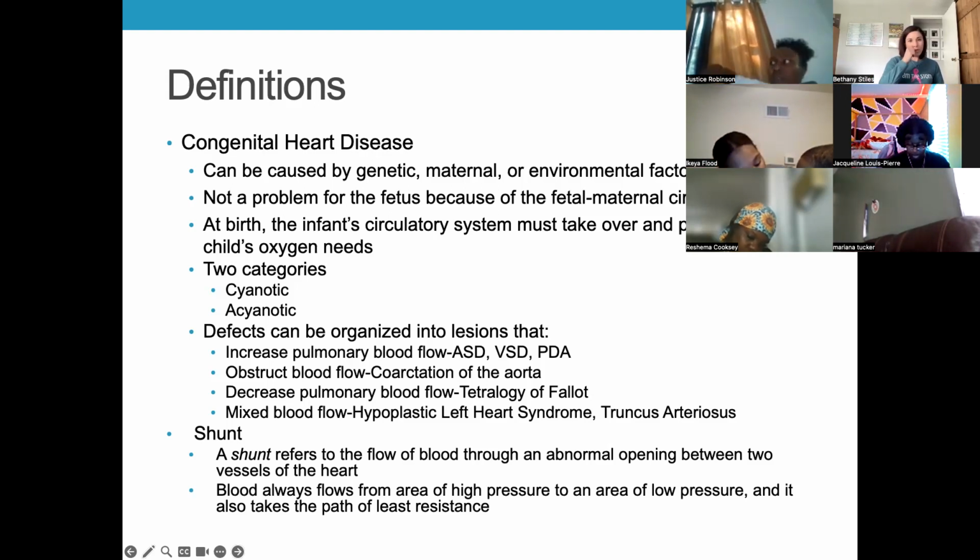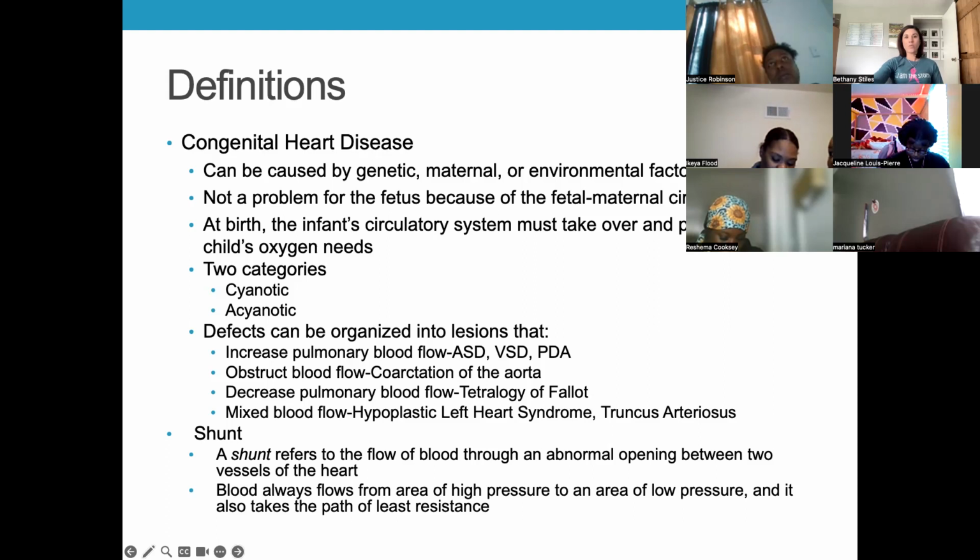And it's important when we're looking at shunts to remember that blood is always going to flow from the area of high pressure to an area of low pressure. So it's always going to take the path of least resistance. That's really important in understanding all of these defects and why they present the way that they do.